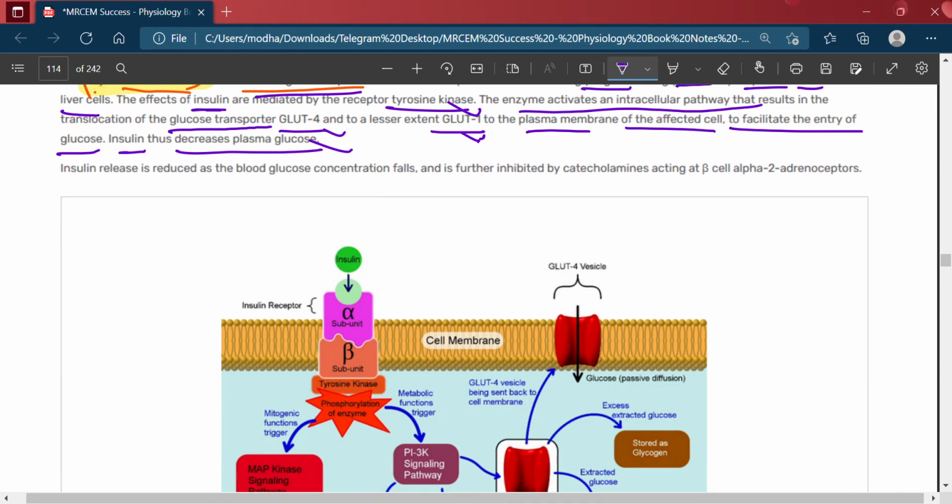Insulin release is reduced as the blood glucose concentration falls, and is further inhibited by the catecholamines acting at beta cell alpha 2 adrenoceptors.